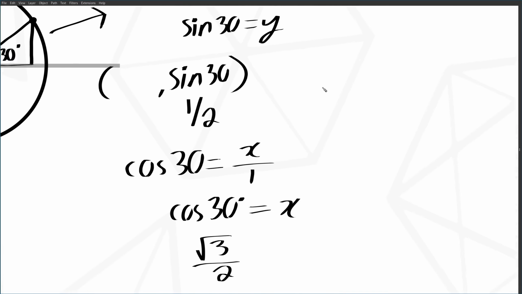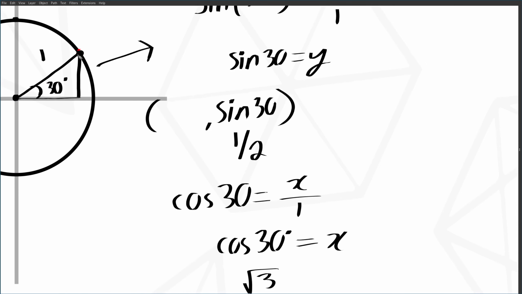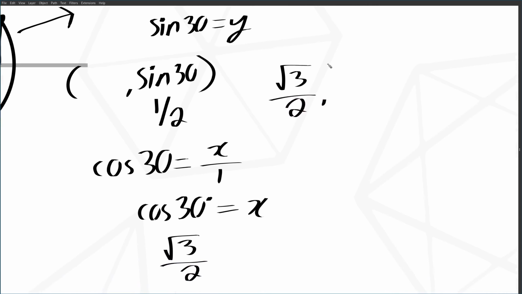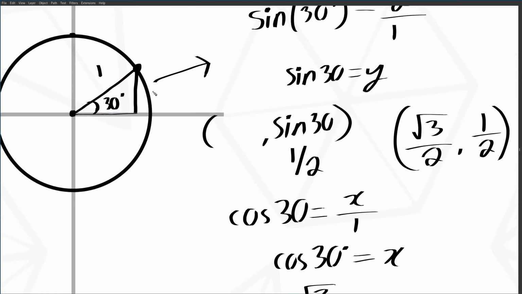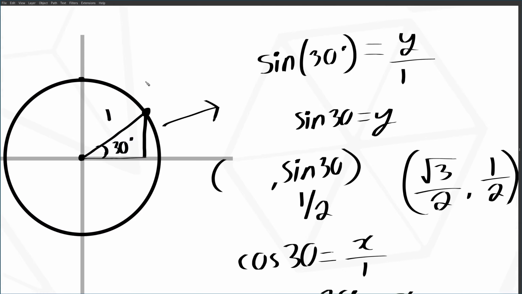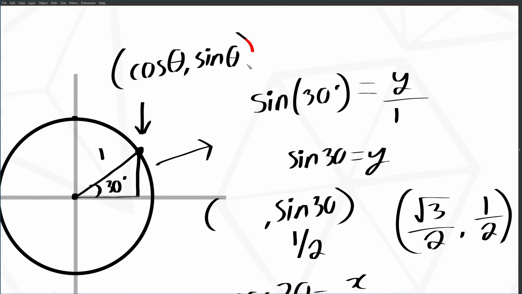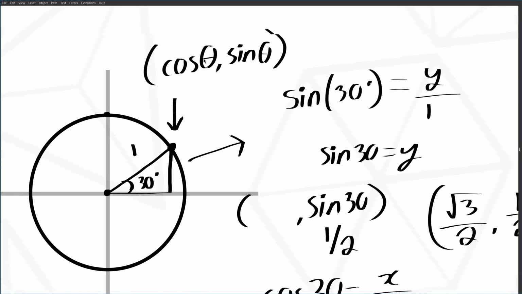Okay, so in other words, the coordinates of this point, the terminal point, is going to be root 3 over 2 first, and then 1/2. And because the hypotenuse, being the radius here, is always 1, the coordinates of this point right here, the terminal point, are always going to be cosine of theta as the x, and sine of theta as the y. And if you do change from a unit circle to a different circle, you just scale these accordingly.